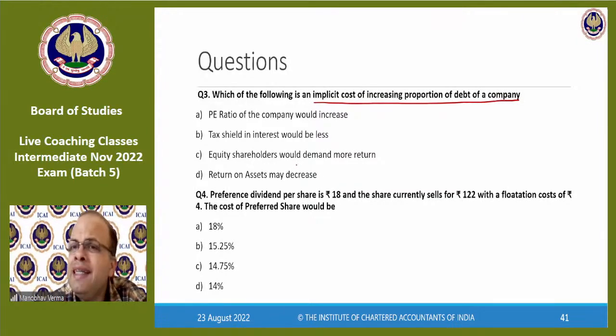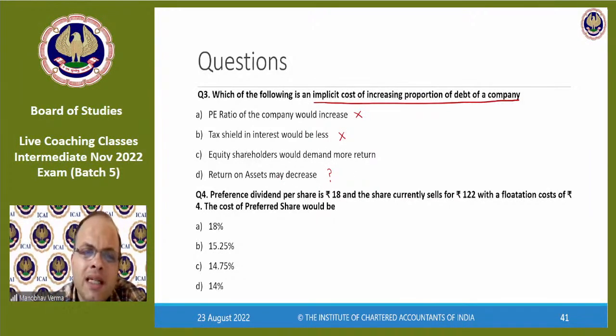And even if it increases, can that be an implicit cost? I don't think so. P/E ratio is not an implicit cost, right? Tax shield and interest would be less. How would this impact tax, guys? I don't think option A and B could be a good answer. What about return on assets? Return on assets may decrease. Again, we don't have enough information to conclude. I may say there is additional interest, but will that be an implicit cost? Implicit is implied, it's not explicit.